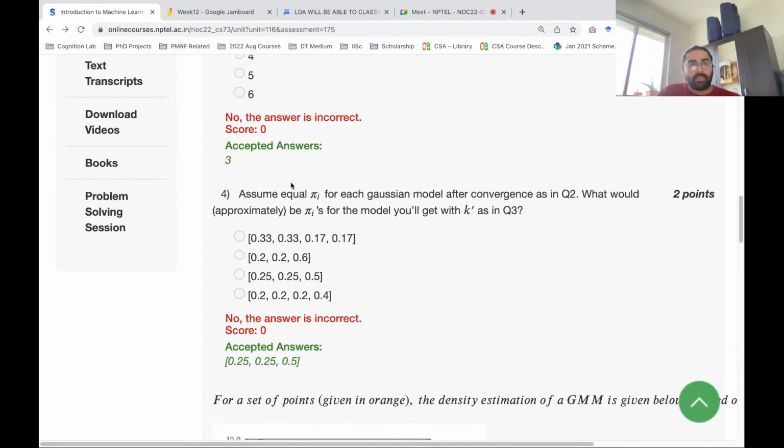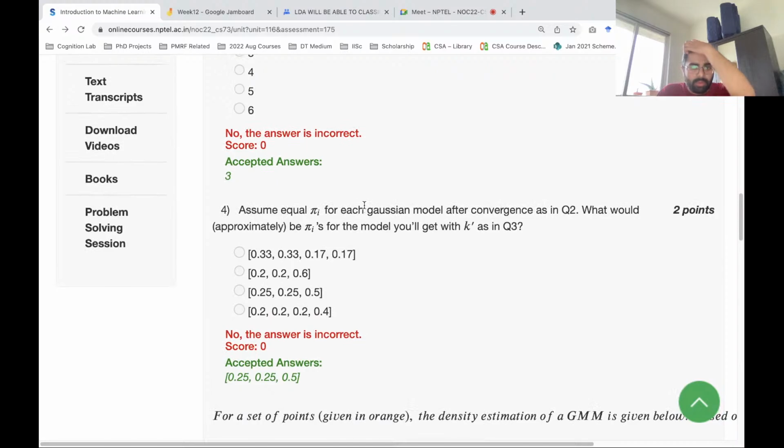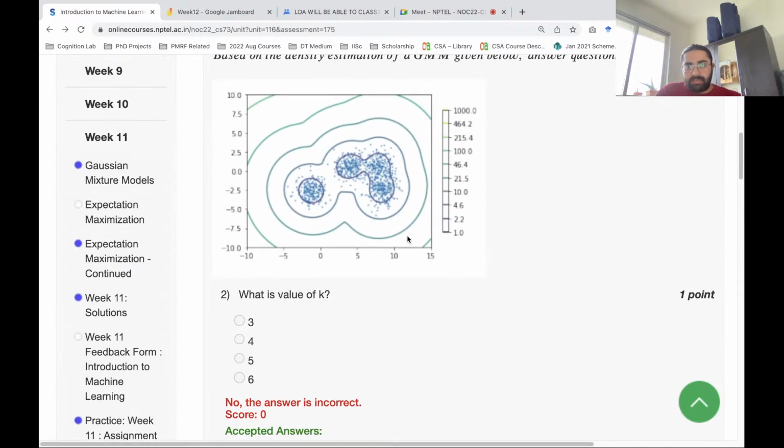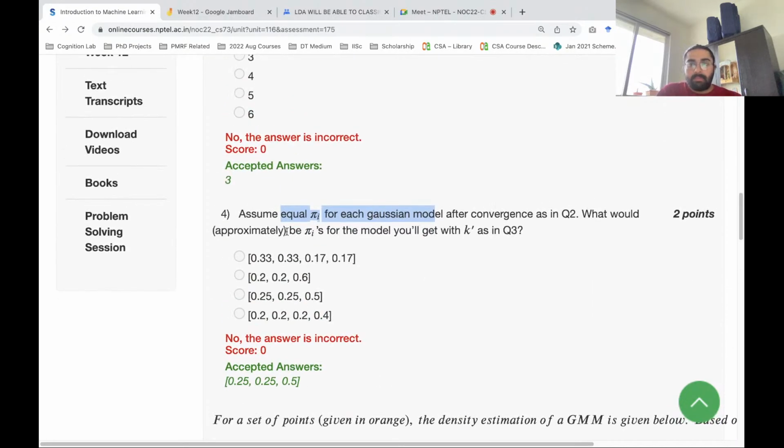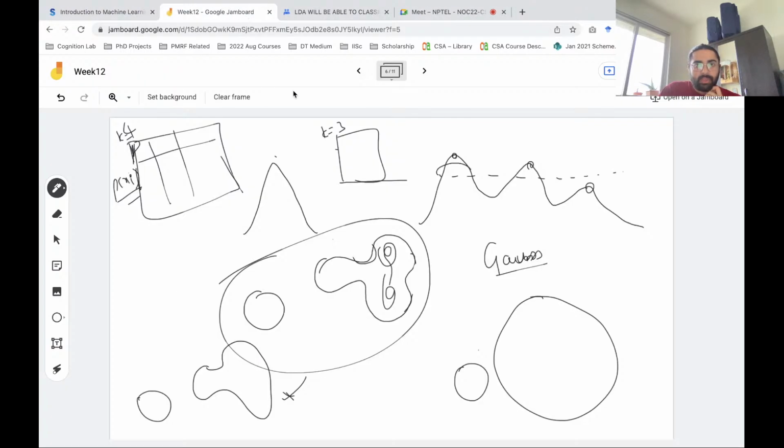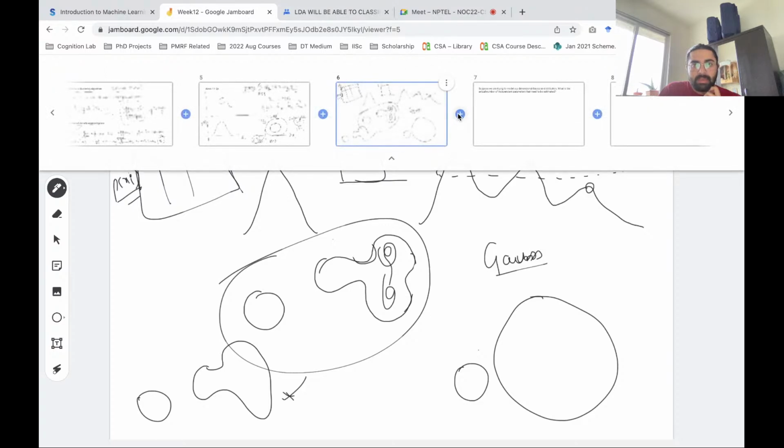Okay, question 4. Assume equal pi i for each Gaussian model after convergence, as in question 2. Since you have 4 Gaussian models here, equal pi i would be each of them having 0.25, right? What would approximately be the pi i's for the models that you will get with k dash as in question 3? Again, the point here is, what is pi i telling you, by the way?